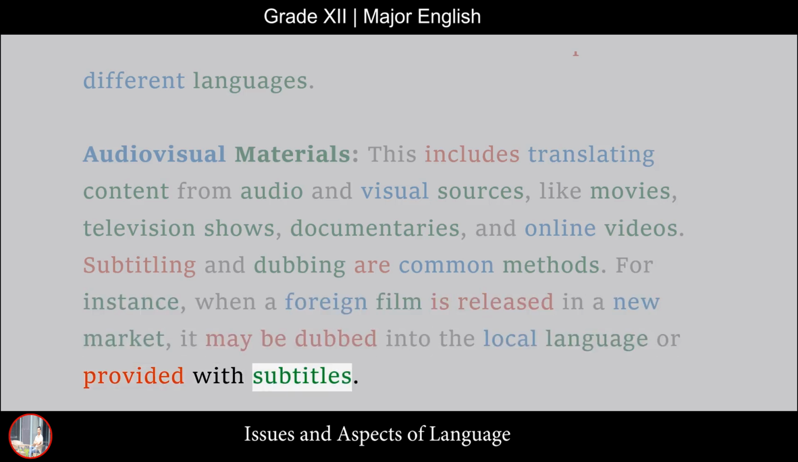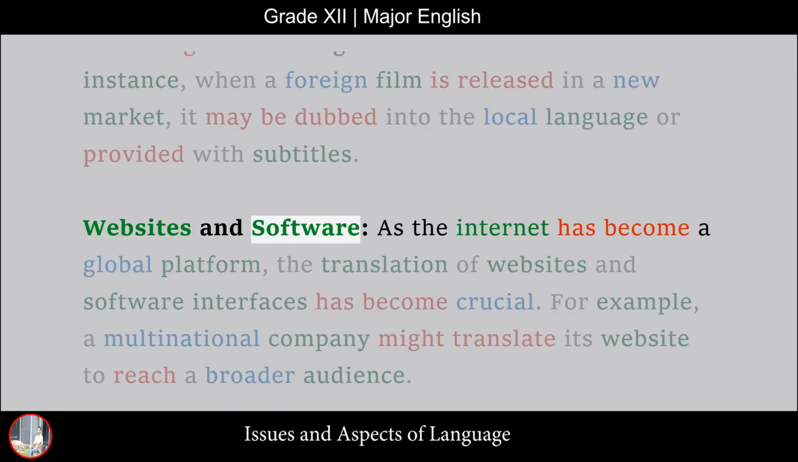or provided with subtitles. Websites and software: as the internet has become a global platform, the translation of websites and software interfaces has become crucial. For example, a multinational company might translate its website to reach a broader audience.